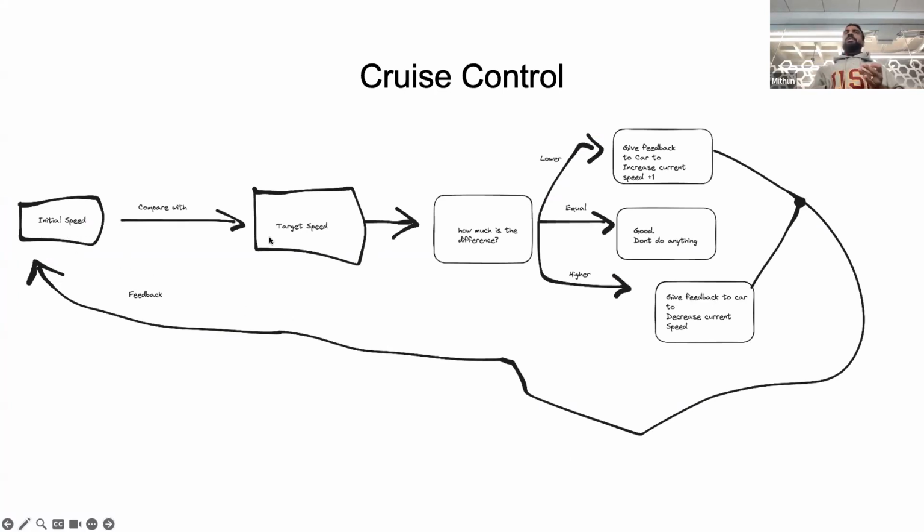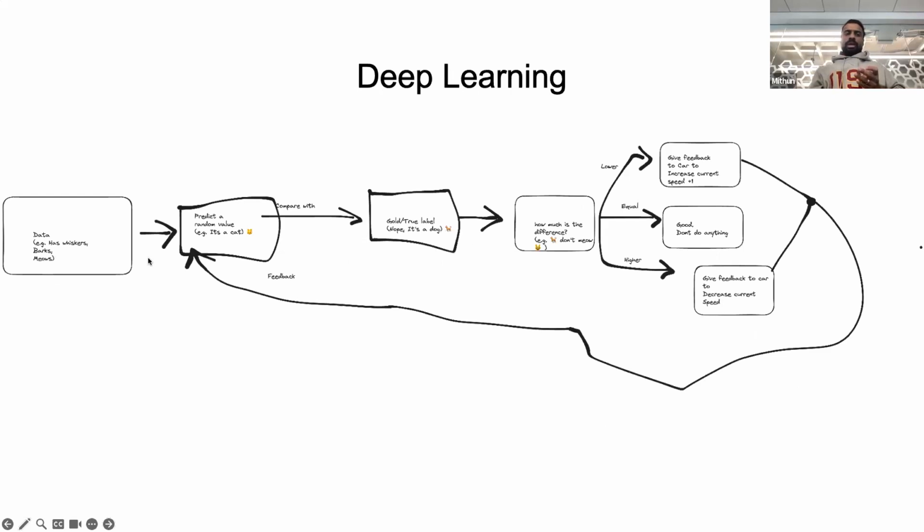So this is a rough, back-of-the-napkin kind of diagram. Same thing, we have the initial speed, and you compare it with the target speed. How much is the difference? Lower, equal, or higher? If it's equal, don't do anything, just stay at that speed. If it's lower or higher, give feedback into the initial speed. Now, remember, deep learning sits on the same idea, but there's a slight difference, right?